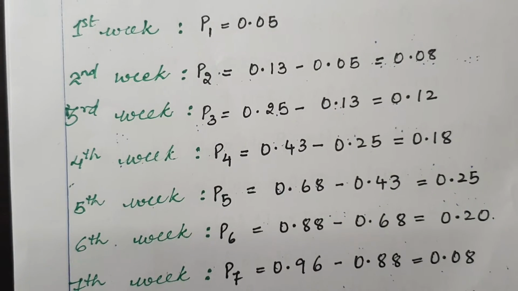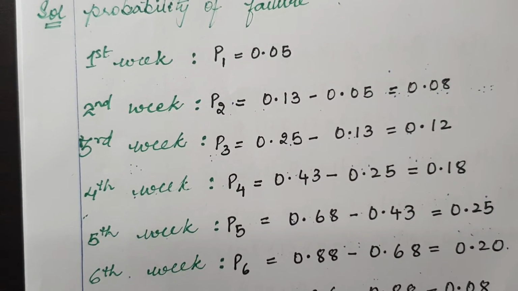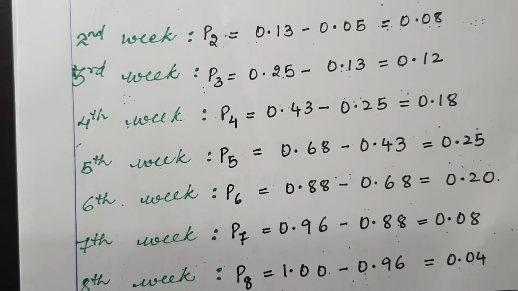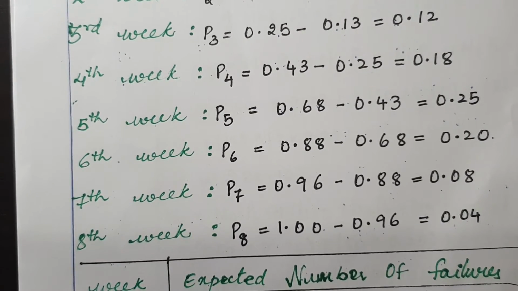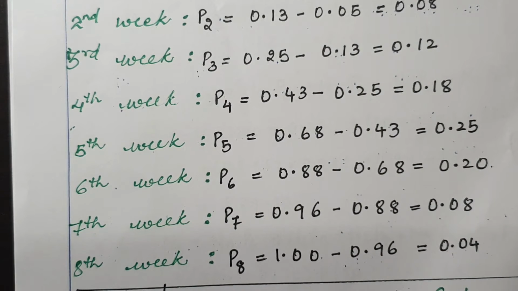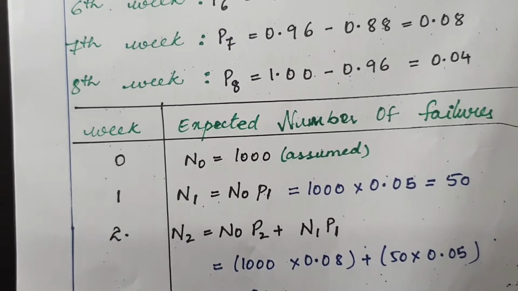So like this you have to find out per week how much probability there is: P1, P2, P3, P4, P5, P6, P7, P8. Sometimes in the question the direct probability is given, and then there is no need to find it like this. But if it is given like this, first find out the probability, and after that write down the expected number. Create a table and write it.